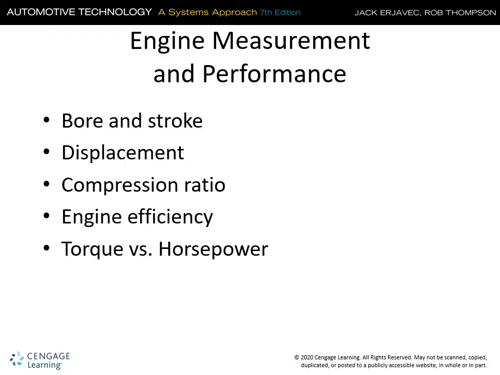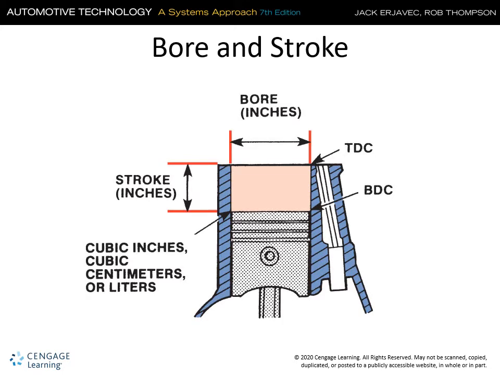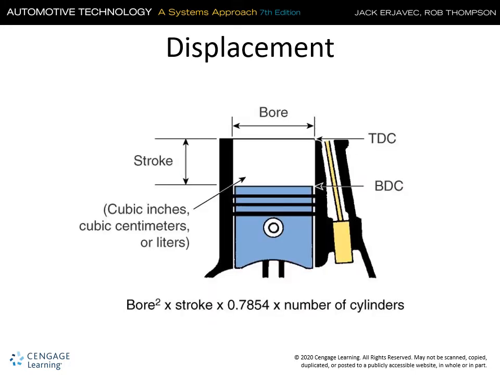Engine measurement and performance: we have bore and stroke, engine displacement, compression ratio, engine efficiency, and torque and power. Any change to these specifications will dramatically increase or decrease the efficiency and the performance of the engine. Bore and stroke. Here we're showing a representation of the cylinder at bottom dead center and top dead center. The displacement of the bore and the stroke. It's the formula here that's used to calculate how much displacement, or swept volume, you have.